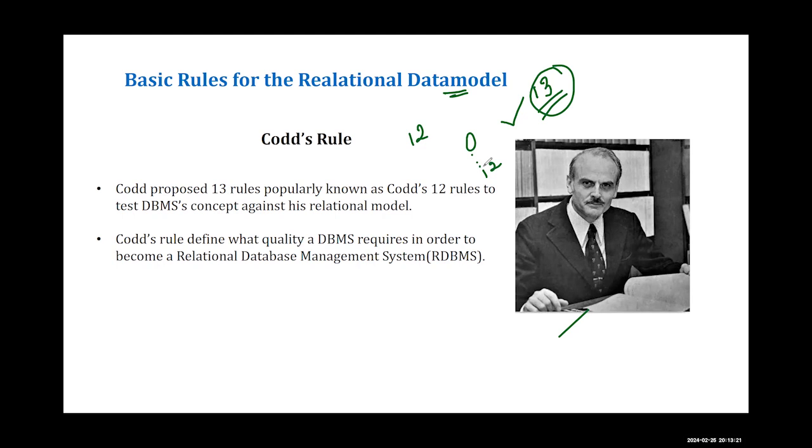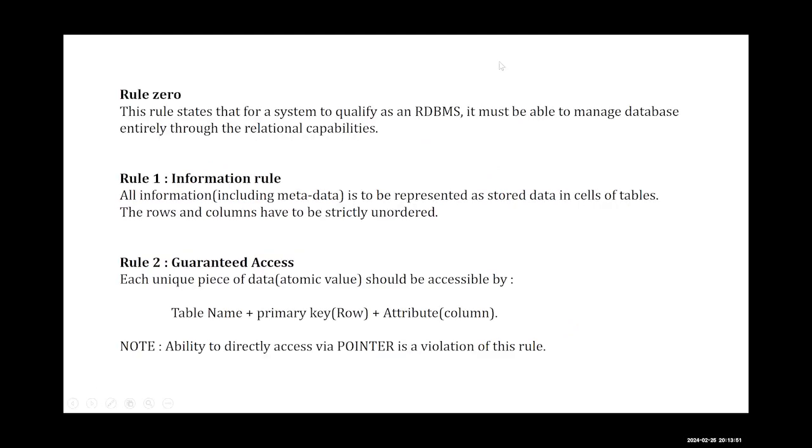So as we know, of the 13 rules we are going to learn, it is practically impossible to follow all of them. In the real world, the Oracle which we use can only follow 8.5. So all 13 is not possible. But according to Codd, the database which follows all these is the one which can be called an RDBMS or relational database model. Now let us see the rules one by one.